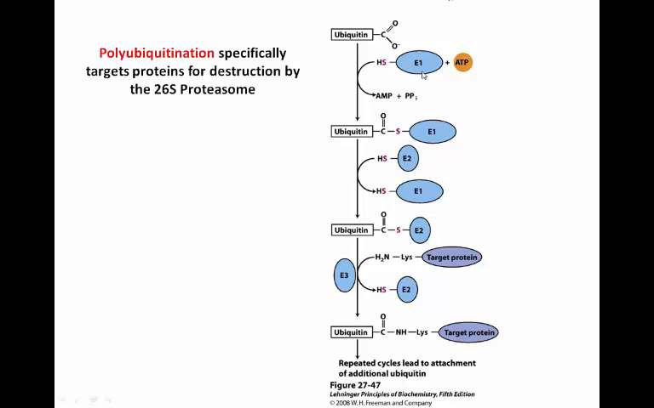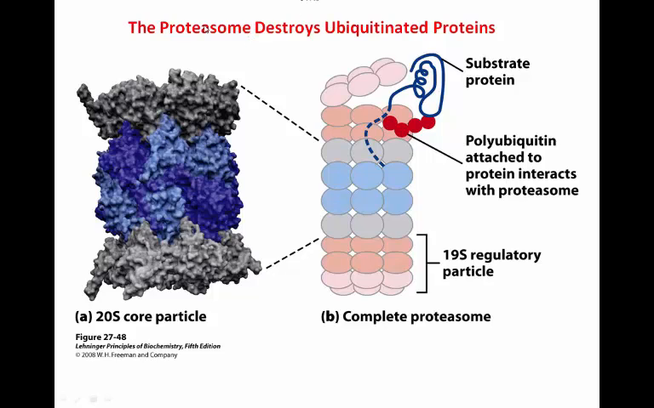So we have an E1 that accepts ubiquitin. E1 exchanges its ubiquitin with E2. E2 transfers the ubiquitin to the target protein in a reaction catalyzed by E3. So it's polyubiquitination that causes the degradation. So we don't add one ubiquitin, we add many ubiquitins. And then the degradation is going to happen in a structure that's called the proteasome.